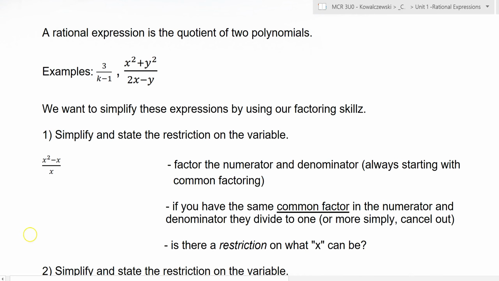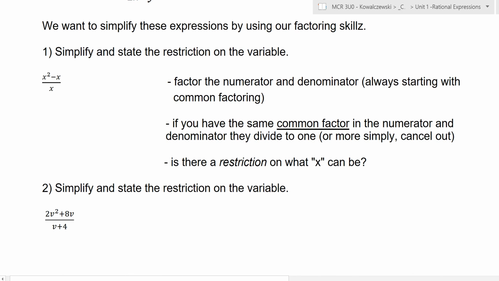So we'll take a look at this first example. Now, the question says simplify and state the restriction. We're going to talk about stating the restriction a little bit later on. We're going to focus on the simplifying for now. So x squared minus x divided by x. The first step we're going to do, we're going to factor the numerator and denominator, always starting with common factoring. So it might be a trinomial or a difference of squares, anything like that, but always starting with common factoring. Now, these aren't trinomials that we have here, so we're going to try common factoring.